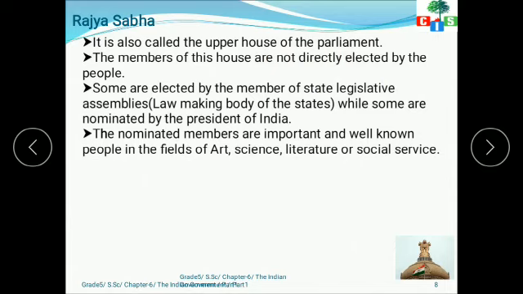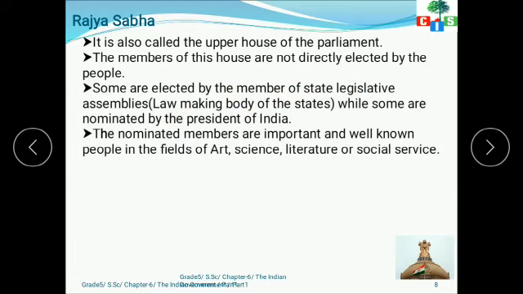Okay, some are elected by the members of state legislative assemblies. What are the state legislative assemblies? Law making bodies of the states. While some are nominated by the President of India. So two persons come here, they will elect the members. One is the member of state legislative assembly, the other is the President of India.